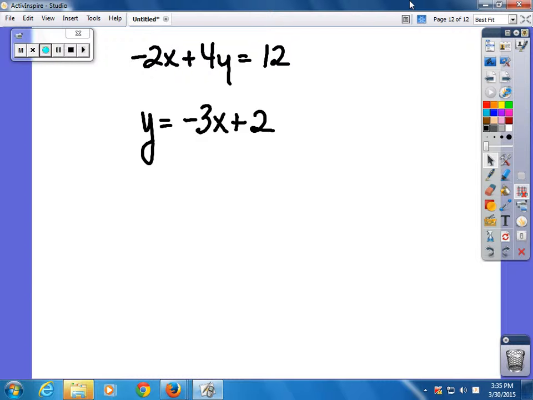Y'all ready to quit? Which one are you going to plug into? Well, if y is by itself, keep it simple. If you already got one solved for y, then plug that in. You're not going to say, oh, well, let's solve the other one for x. No. Take this guy and plug it in where? Plug it in for y. And that's how you do substitution.